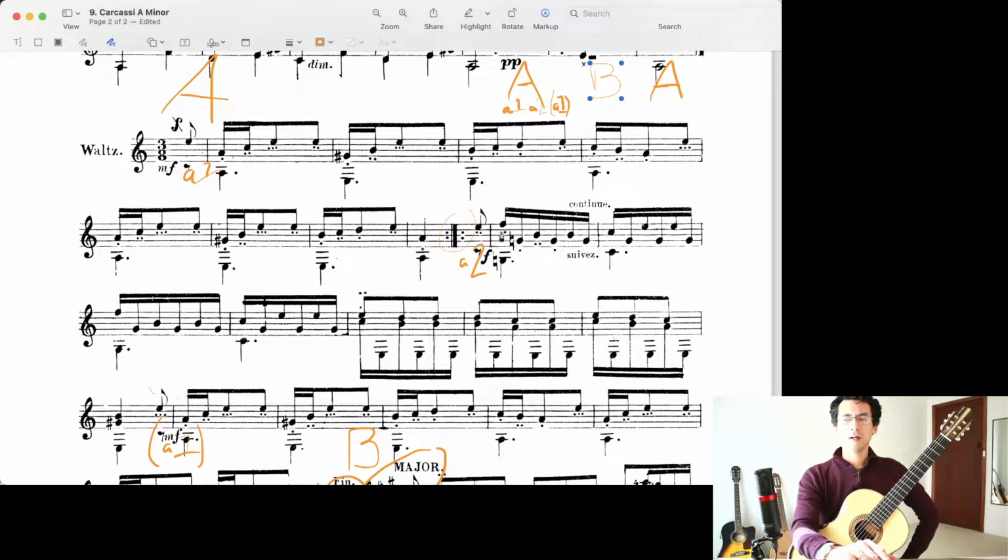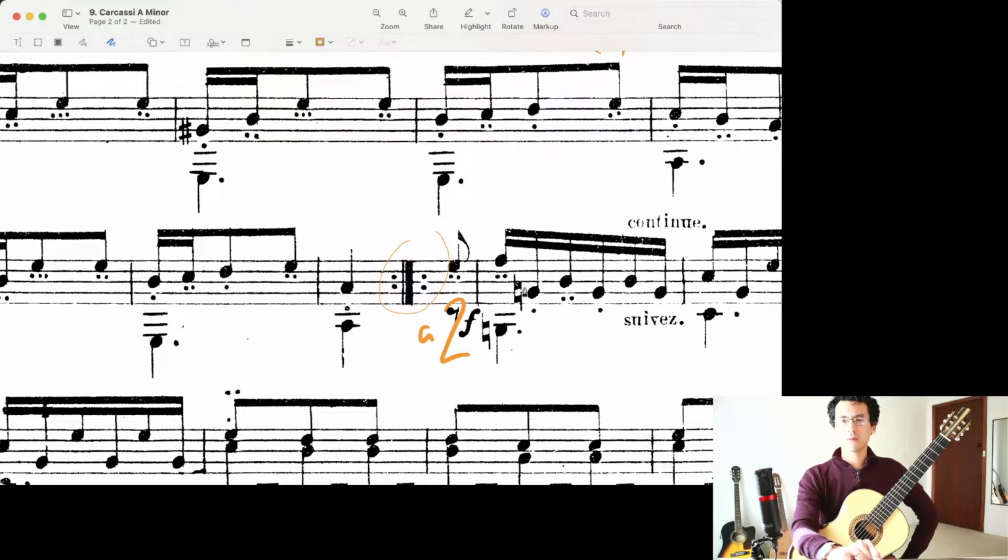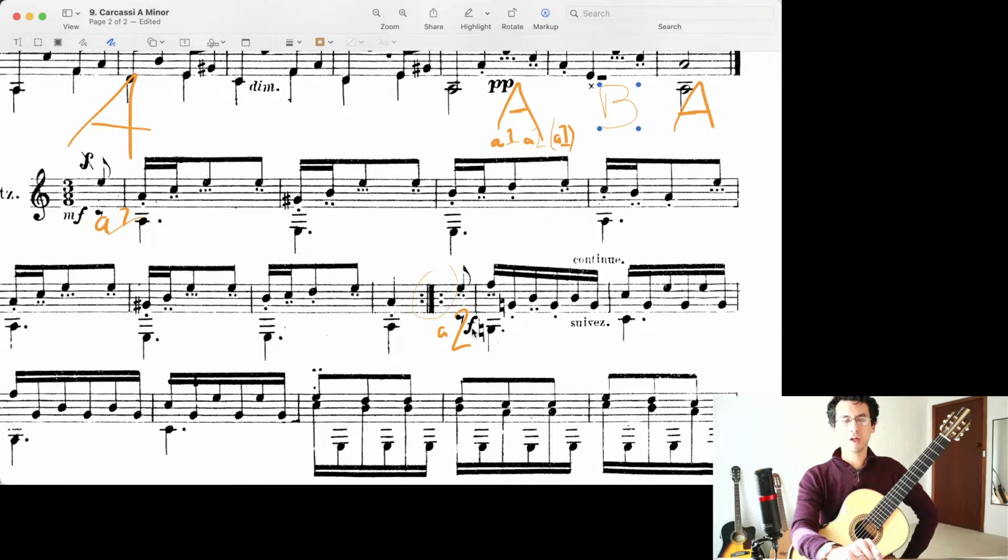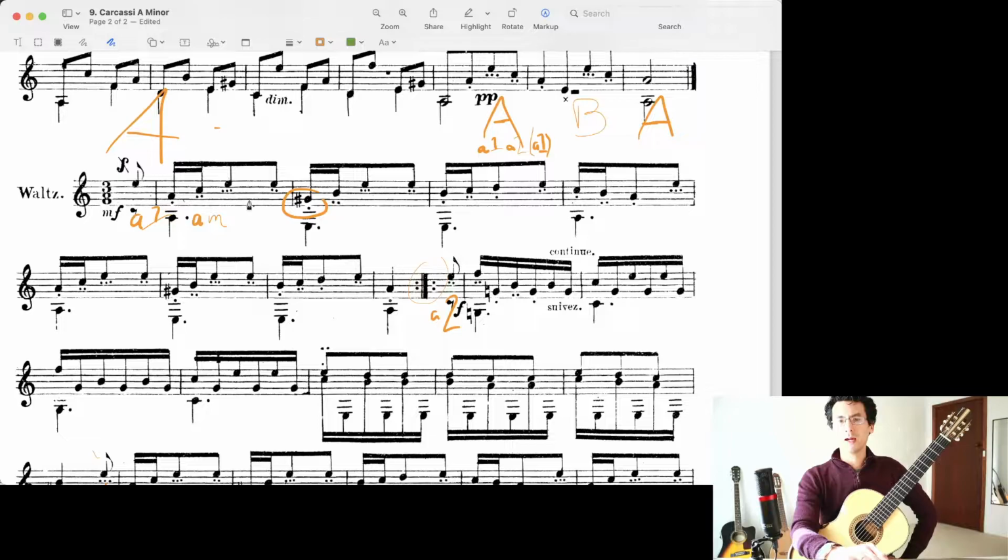Okay. What we normally expect in rounded binary form, the second part, the B section, or in this case the A2 section, will usually change key. So we're starting in A minor. Maybe I'll write this here, A minor. We see the G sharps. Looking at the bass, we're seeing A and E, tonic and dominant, 1 and 5, just alternating. And then in the A2 section, we're seeing G naturals. So the G naturals are pointing to the relative major, C major.